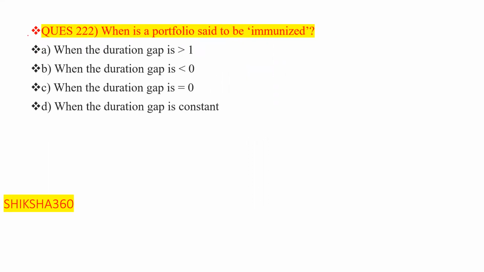Question number 222. A little bit different question. When a portfolio is said to be immunized, what is the meaning of immunized? In simple language, the bond is immune to fluctuating interest rates.